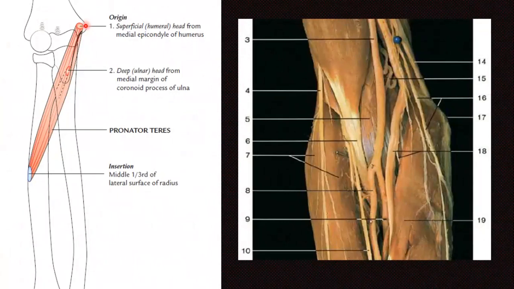Okay, here you can see the origin. The humeral head originates from the medial epicondyle, then the deep head from the medial margin of the coronoid process, to be inserted here, the middle third of the lateral surface of the radius. And you can see here, this is the median nerve, and you can see the first branch. This is the pronator teres forming the medial border of the cubital fossa.